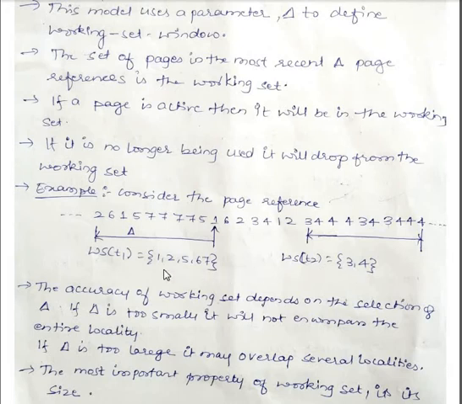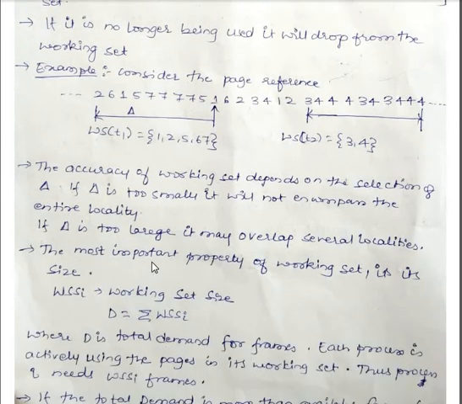Now you can see that at time t1 our working set window had 1, 2, 5, 6, 7 as active pages. At time t2 it has decreased to 3 and 4. This means that during the execution of the process, the process is moving from one locality to another locality. This is found out by using the delta parameter.